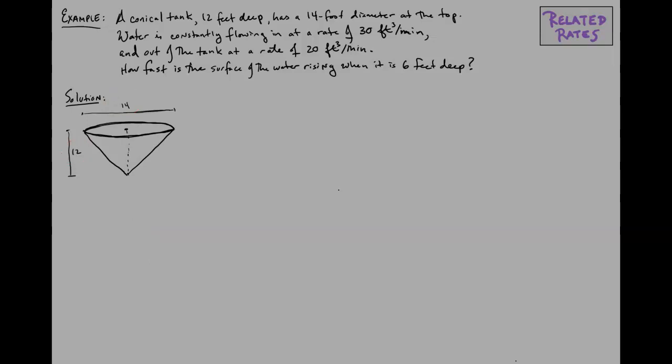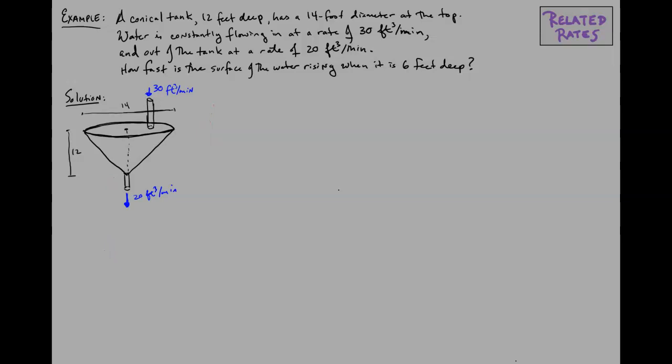Now, we're also told that water is constantly flowing into this tank, presumably from the top, and it's constantly flowing out of the tank, presumably from the bottom. Perhaps we have water flowing into a pipe that leads to the tank at 30 cubic feet per minute, and at the same time, we can imagine a pipe at the bottom through which water flows out at 20 cubic feet per minute. So this is a constant inflow of volume and a constant outflow of volume.